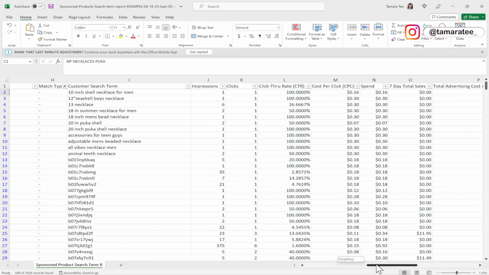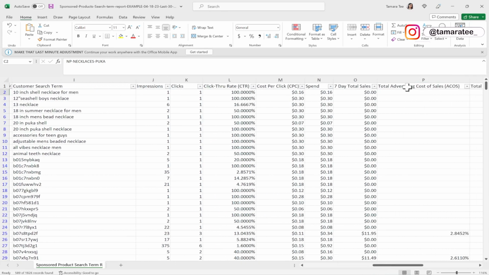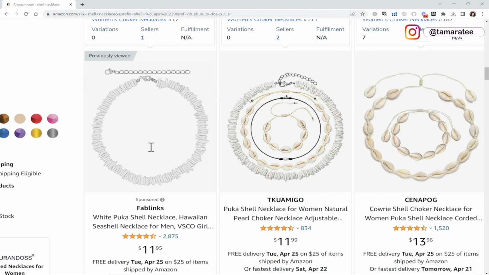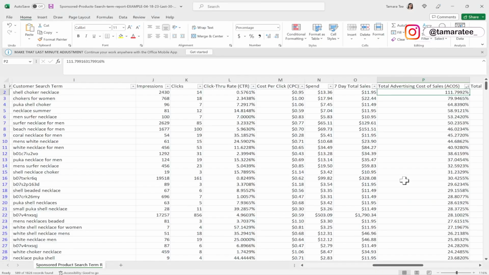The next thing you want to do is go to total advertising cost of sales and sort this from largest to smallest, because you probably already know that you are only profiting when running PPC campaigns if your ACoS is lower than your profit margin percentage. So if I am selling this shell necklace and my profit margin percentage is, let's say, 30%, the long-term goal for my PPC campaigns across all campaigns should be lower than 30%.